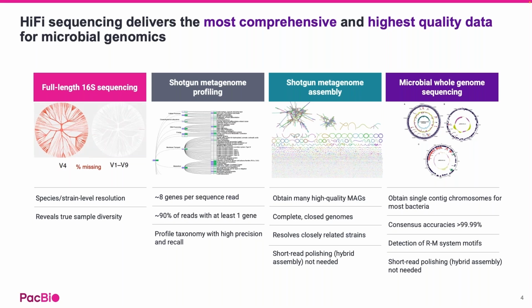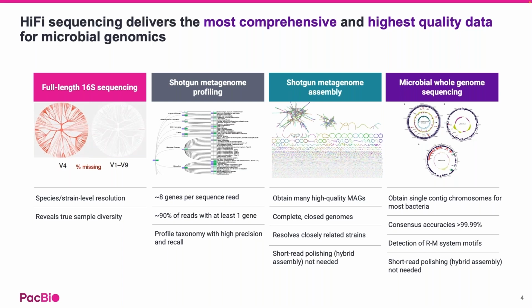And then for metagenome assembly, HiFi reads provide far more high quality metagenome assembled genomes, or MAGs, than other technologies, and more complete circular and single contig MAGs, even at lower coverages. And an important point is that short read polishing or hybrid assembly is no longer necessary with HiFi. And there are many studies that have come out to showcase that.